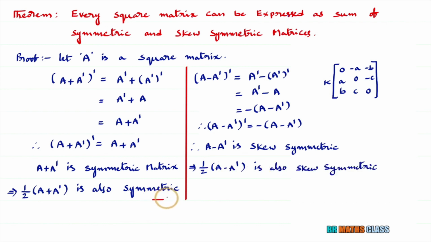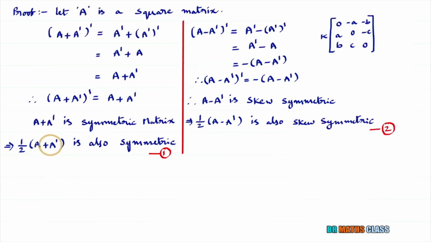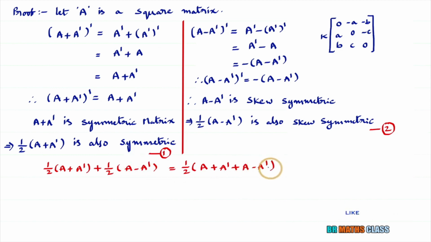You observe here what I got. I got that half into A plus A dash is symmetric. I'll consider it as equation 1. Now I got that half into A minus A dash is skew symmetric. What I am trying to prove is that this matrix A is sum of symmetric and skew symmetric matrix. Now I'll add both expressions. I can take 1 by 2 common. In the first expression you will get A plus A dash, plus what is remaining here, A minus A dash. You can observe that plus A dash minus A dash will become 0 matrix. So that equal to half into A plus A, which is 2A. This 2 will get cancelled. So what you got? You got A.